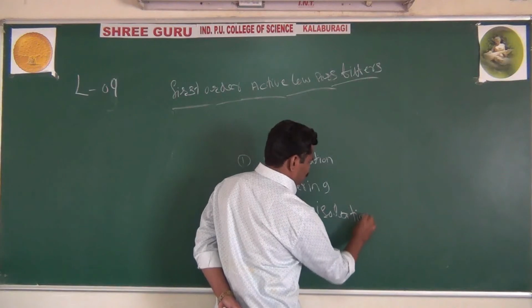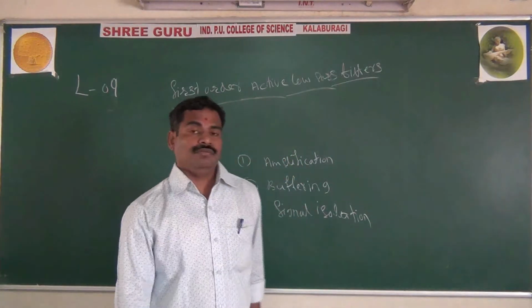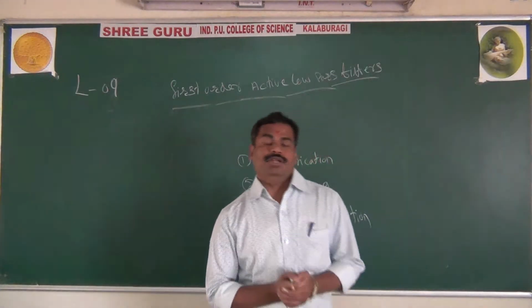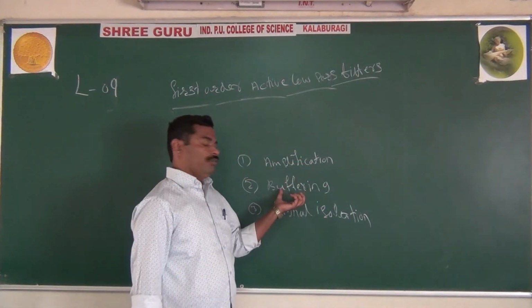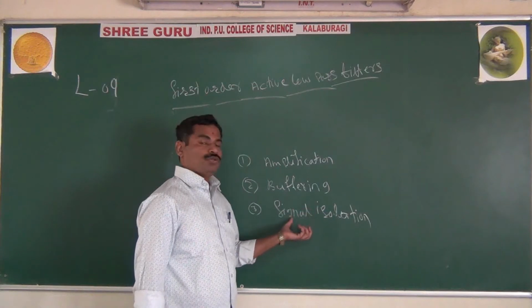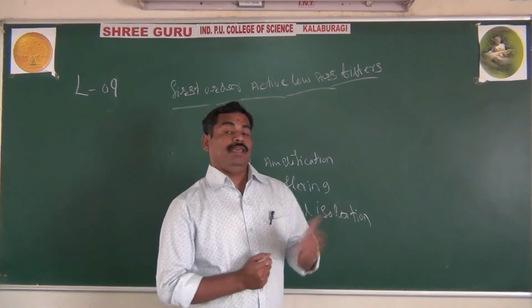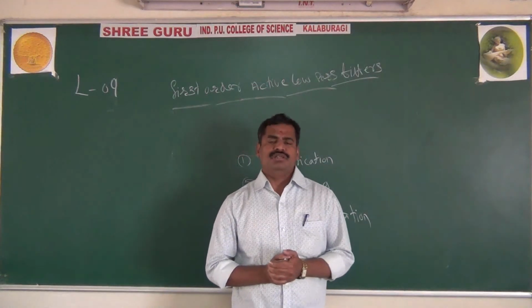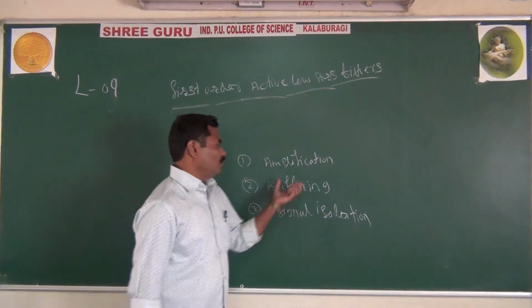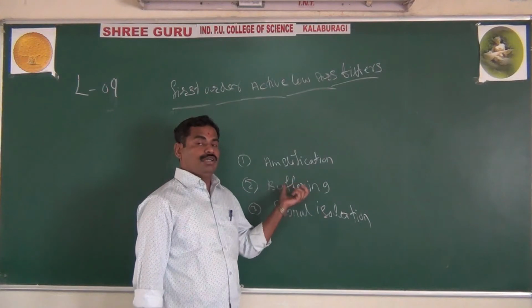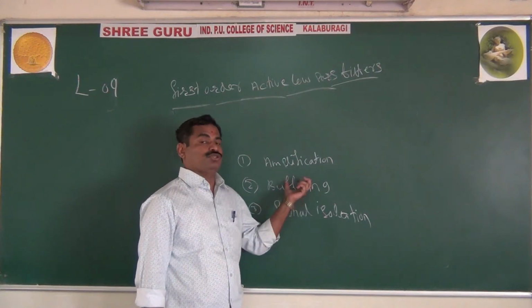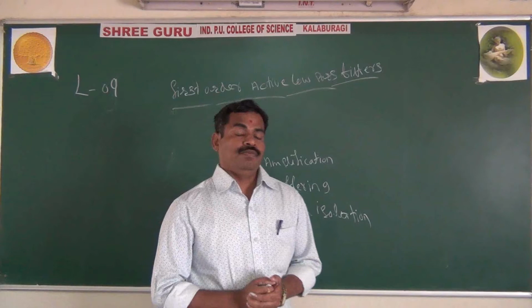Or it is also called impedance matching. Why are you using an op-amp in your active filter? We want amplification, we want buffering, we also want signal isolation, or impedance matching. Especially as you are using the op-amp as a buffering amplifier, it is also called a voltage follower, or a unity gain amplifier.